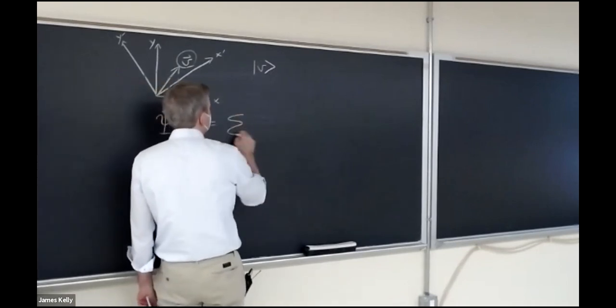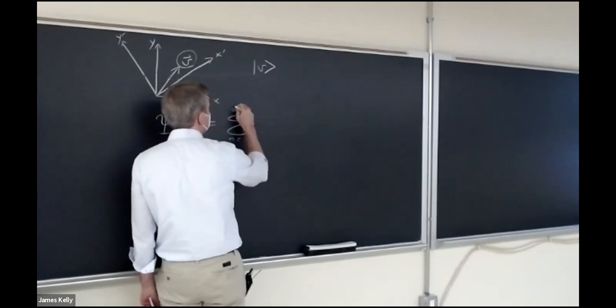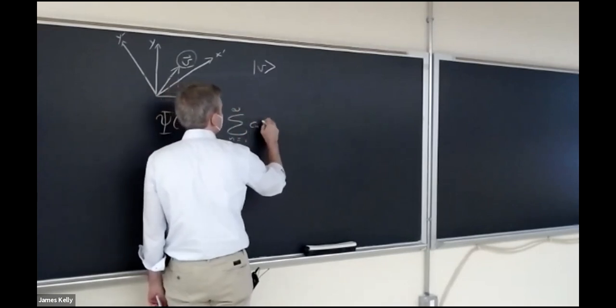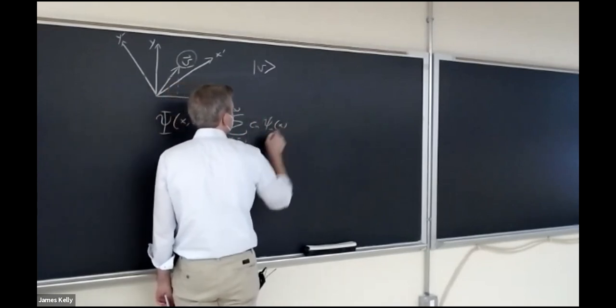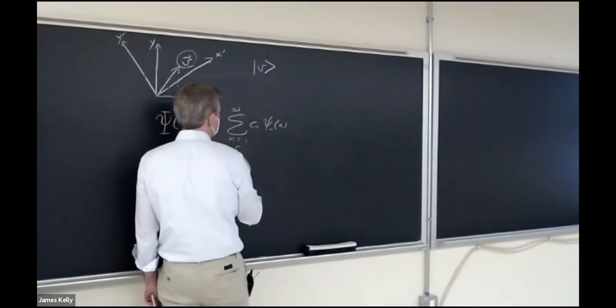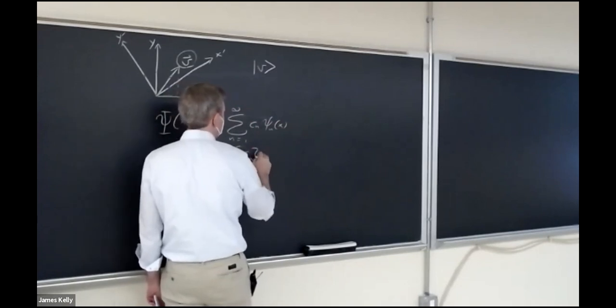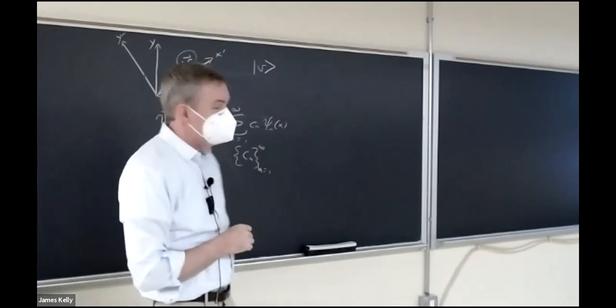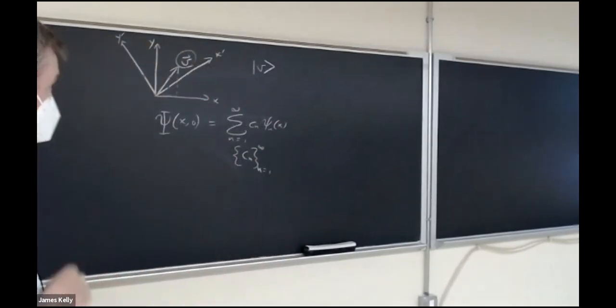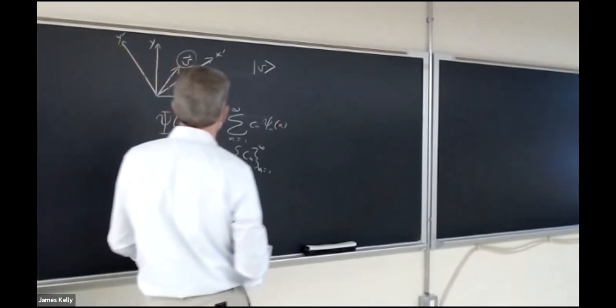So here's one description of a state at a particular time. If I write it as, thinking of the infinite square well here, the sum of Cn psi n of x, then this is another description of the same state. Give me a collection of Cn's for all n's, right? That's a different way of specifying the same state.